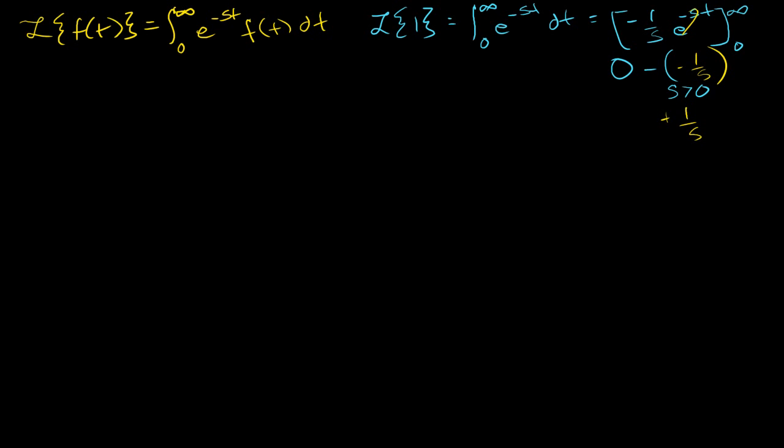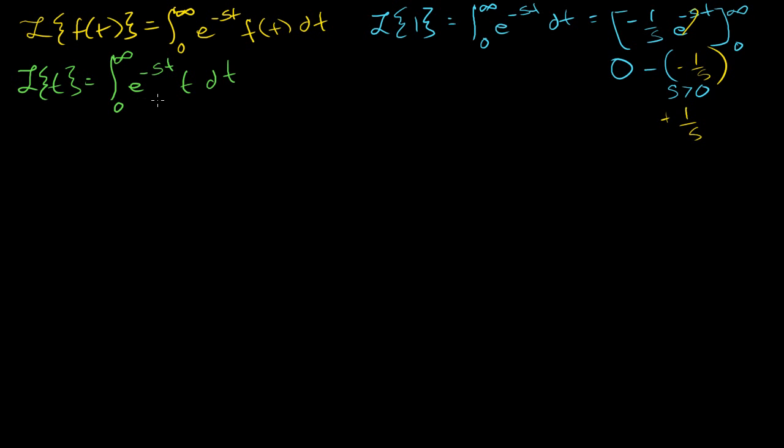Now let's increment it a little bit. Let's see if we can figure out the Laplace transform of t. So we could view the previous one as t to the 0. Now this is t to the 1. This is going to be equal to the integral from 0 to infinity of e to the minus st times t dt. Now, I can tell you right now that I don't have the antiderivative of this memorized. I don't know what it is.